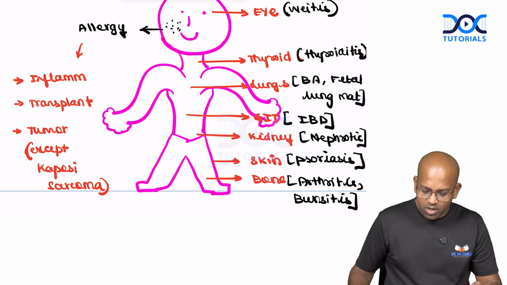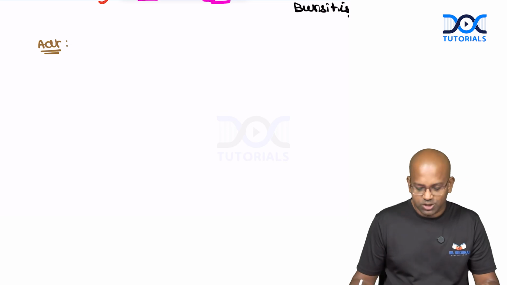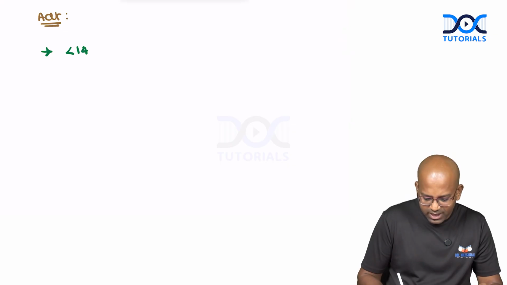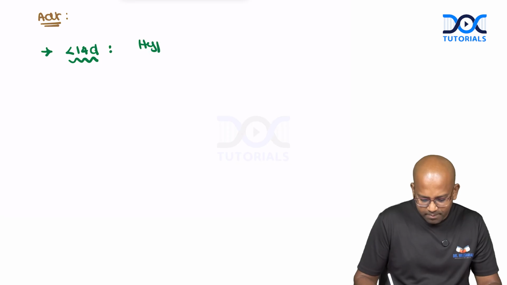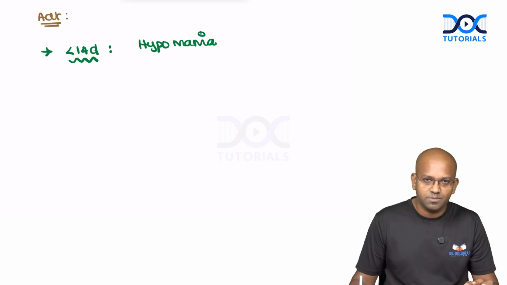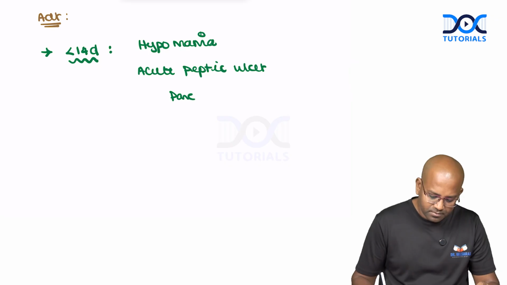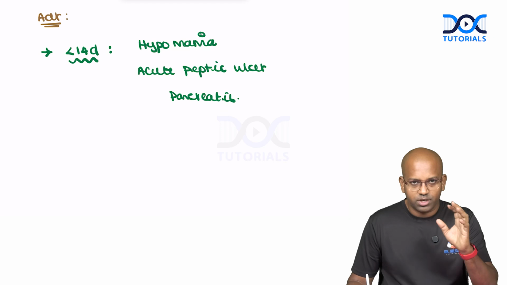Let's talk about the most important one for the exams, the adverse effects of steroids. What will happen when you administer these drugs for less than 14 days, or less than 2 weeks? Patients might develop hypomania, a very commonly seen one in practice, with hypomanic symptoms. Patients can develop acute peptic ulcer, and patients might develop acute pancreatitis too. Pancreatic inflammation can also develop due to steroids when used for a shorter duration.